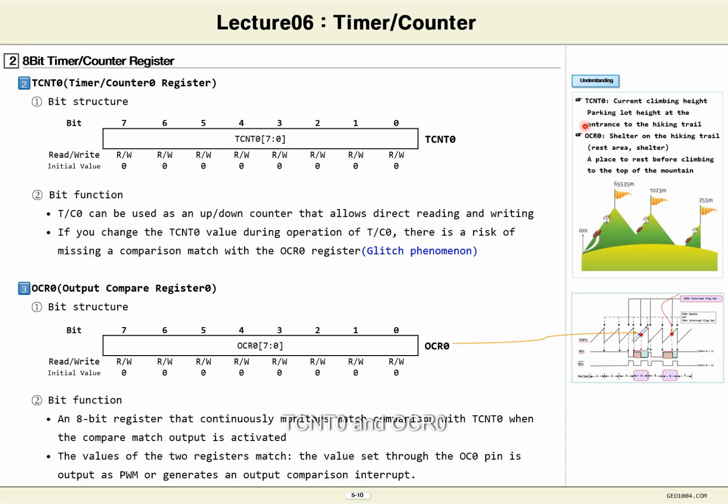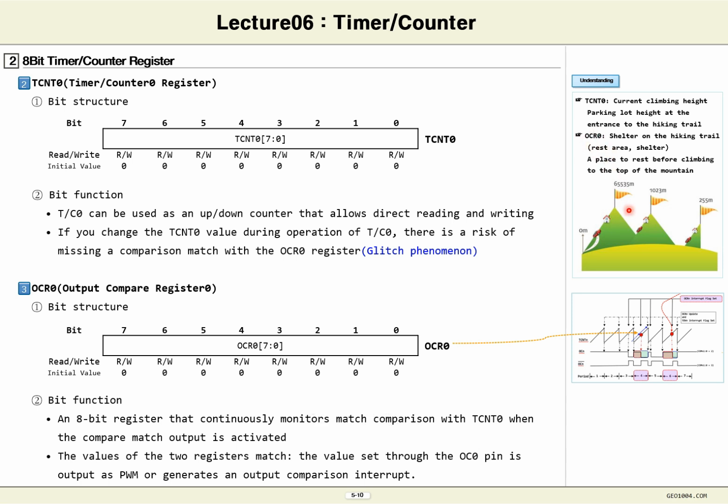Then let us explain TCNT0 and OCR0. Using an analogy for easier understanding, TCNT0 will be the height we are currently climbing. So, in order to adjust the period, if we drive up to the parking lot, it will be excluded from the hiking time, so the period will become shorter. As the height of this parking lot increases, the period becomes shorter.